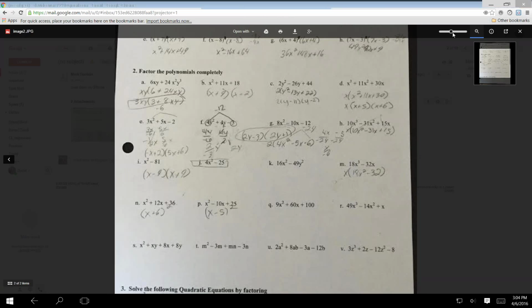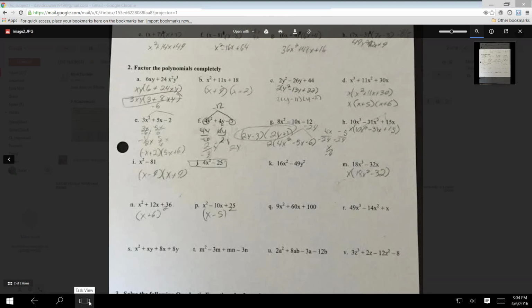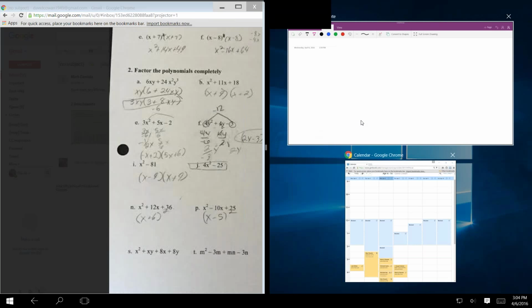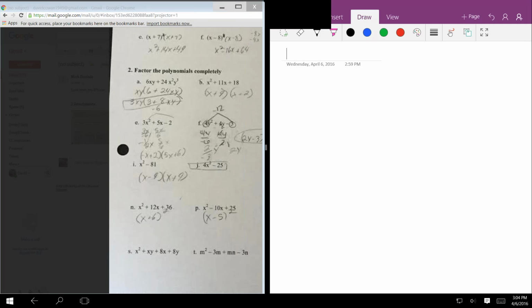I'm still having a little bit of trouble with my new operating system, but let's see if I can figure it out. Snap left, snap right.